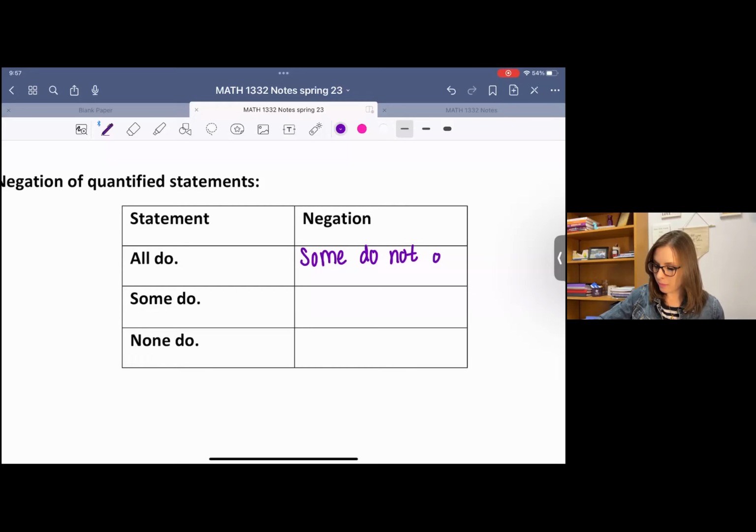Or even not all do. And then the opposite of some do would be none. And then the opposite of none would be some. So basically with none do, to negate that, you would just have to find one, kind of like a counterexample. You just have to find one that exists that does. Anyway, so those are the negations for those. If you see those in a statement, then to negate that, you would say these.